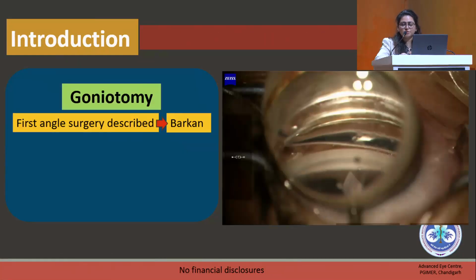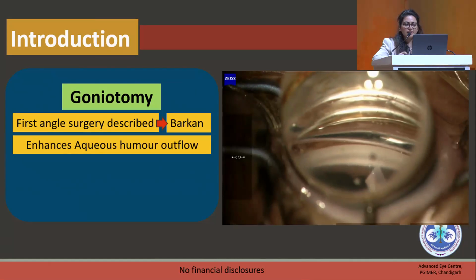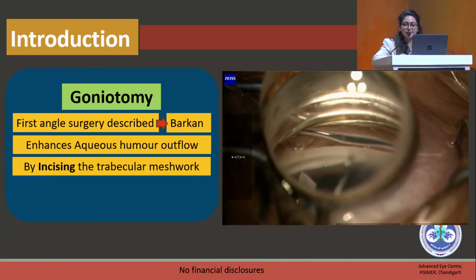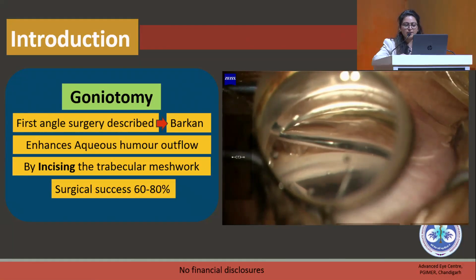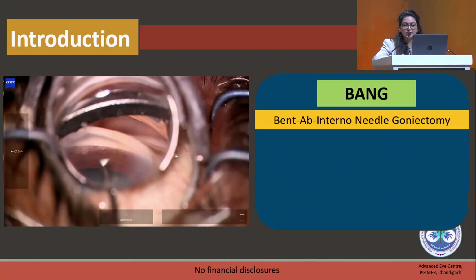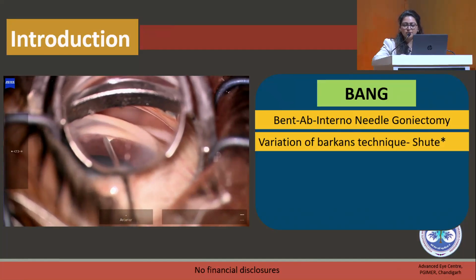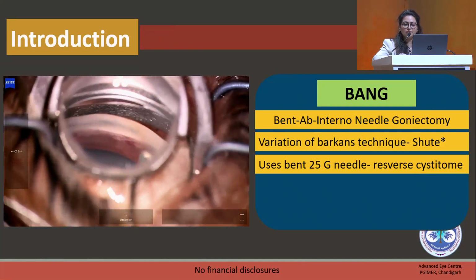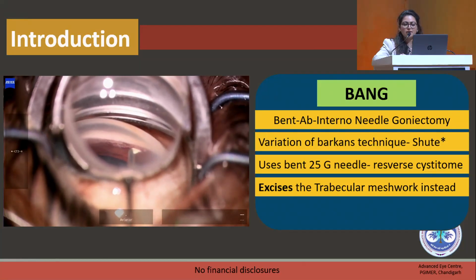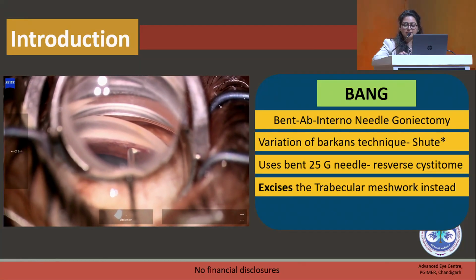Goniotomy was the first angle surgery described by Barkan, and it basically enhances aqueous humor outflow by incising the trabecular meshwork. The surgical success that we know at around 1 year is 60 to 80% in various studies. And BANG stands for bent ab interno needle goniectomy, which is a variation of Barkan's technique given by Shute, and it uses a bent 25 needle reverse cystotome, which excises the trabecular meshwork instead.